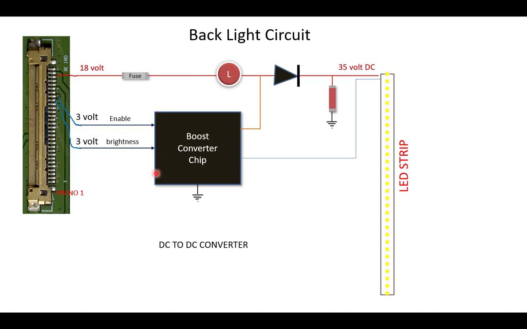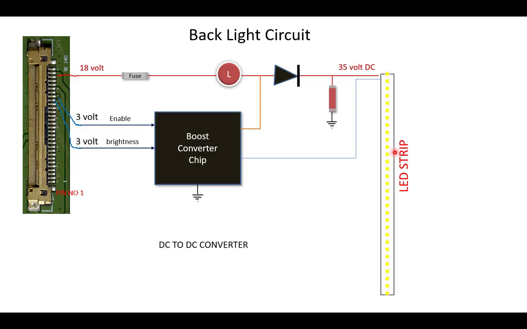This boost converter chip requires two signals. One is called the enable, that is a 3 volt, and the brightness signal, that is a 3 volt. Once this chip gets these two signals, it starts switching this 18 volt, and then here is a diode that converts that AC voltage into DC voltage. This capacitor filters that voltage, and here we get a 35 volt output, and this 35 volt is applied to the LED strips, and the LED strip will start functioning. That means the LED lights will be on. So in this way we get a backlight.